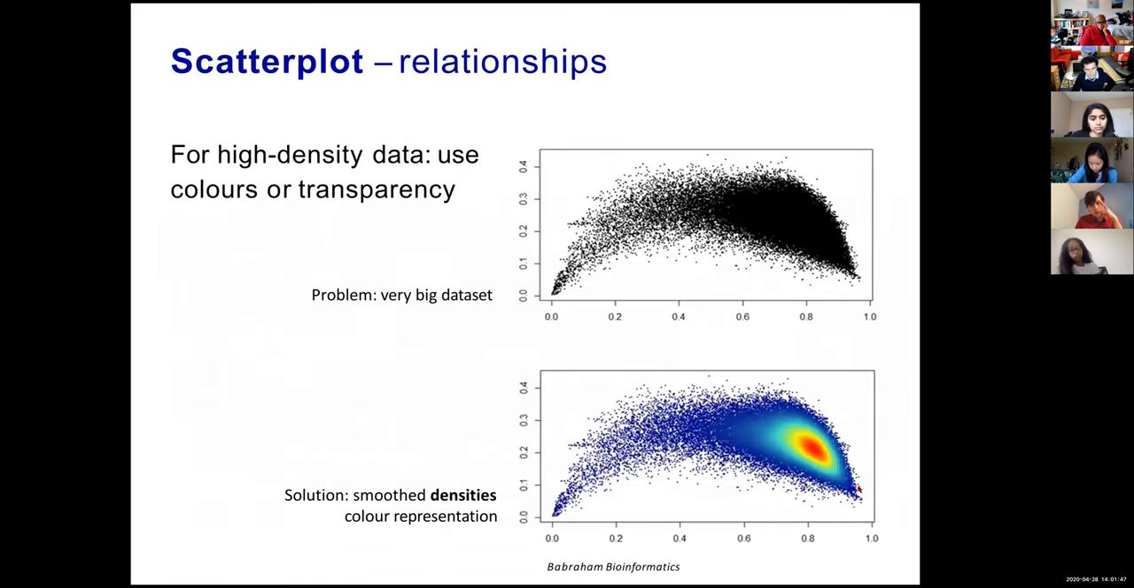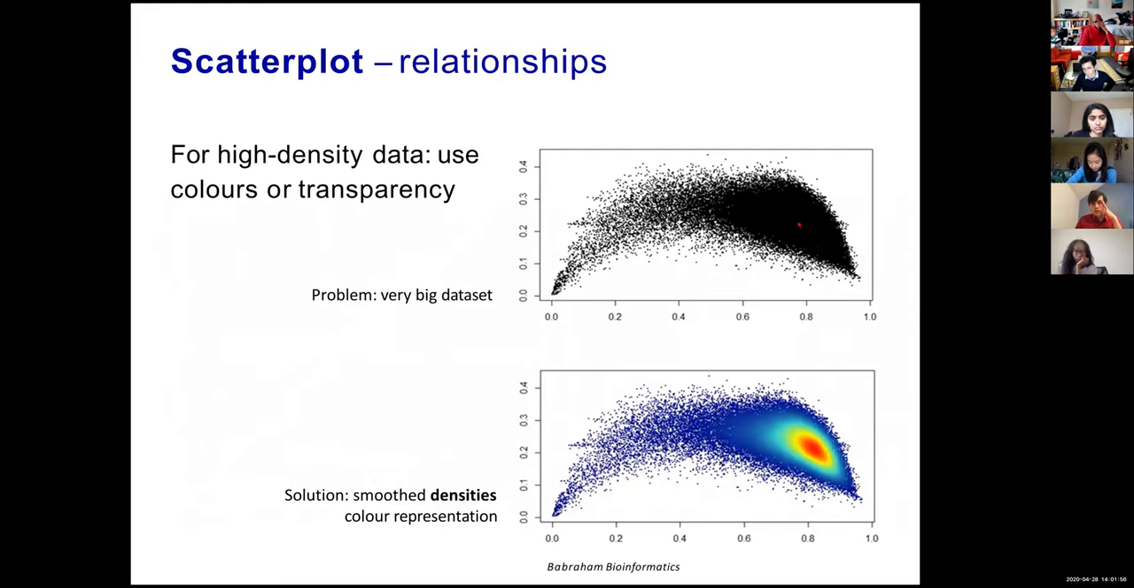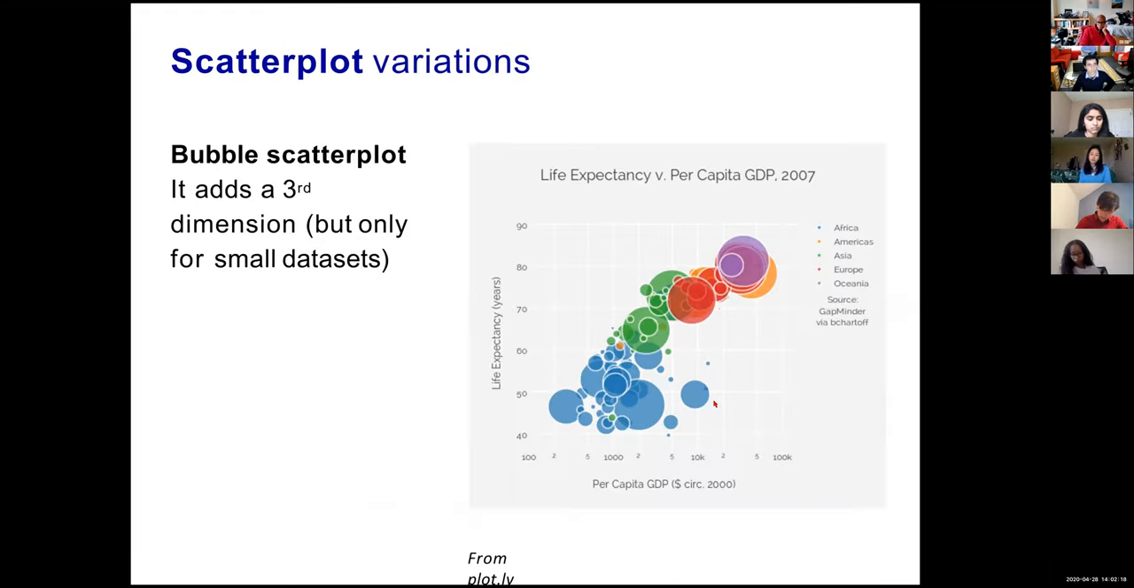So this is great for when you have hundreds to thousands of points, but if you have tens of thousands of points, it saturates. So you have no idea what's going on here. Is the distribution mostly here? Is it mostly here? Is it mostly flat? And that's where smooth density color representation can actually be very helpful. So here you're seeing every single individual data point. And here you can see that there are hundreds and thousands of data points at the very center, and you can see where the distribution sits.